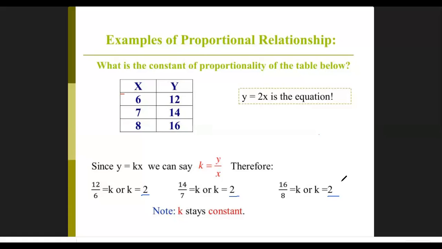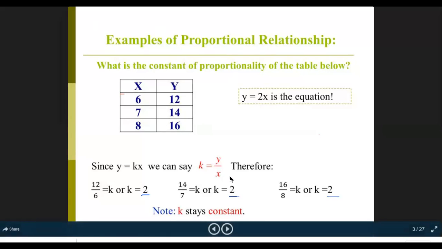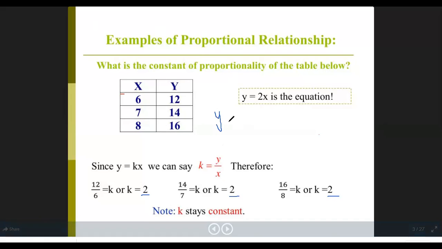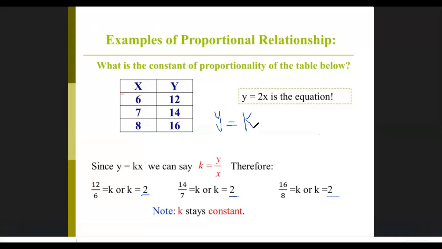If K stays the same, or it's constant, it will be proportional. If it's different, it will not be proportional. So this is the first step. Second step, I'm looking for the equation. As I said, the equation will be y equal kx.